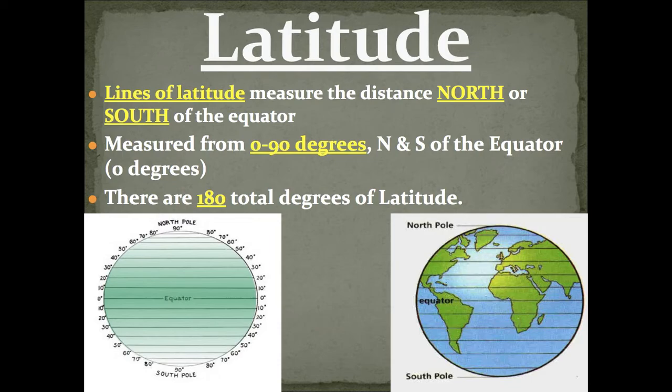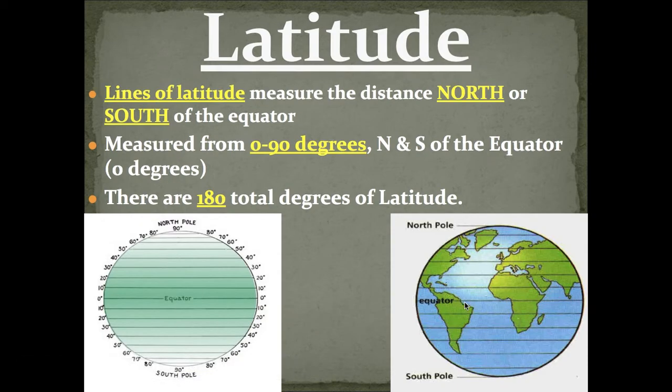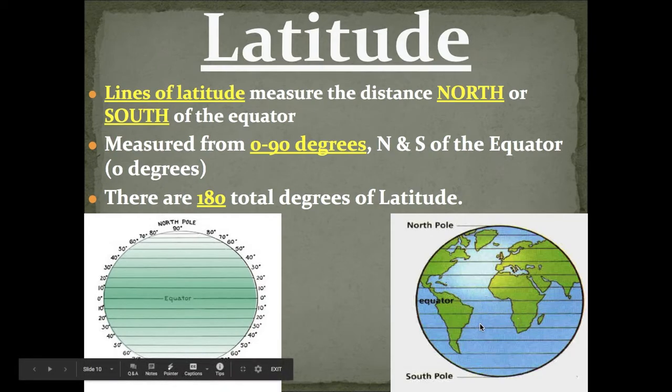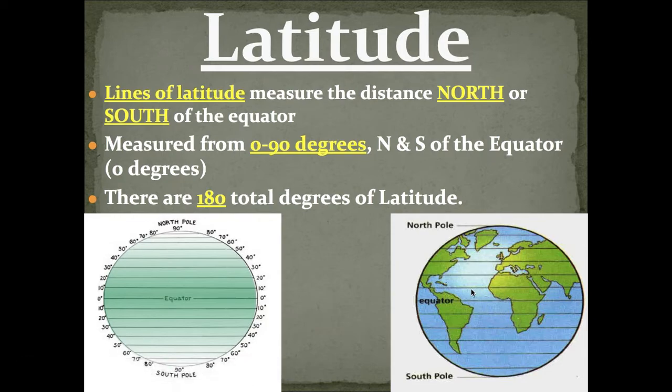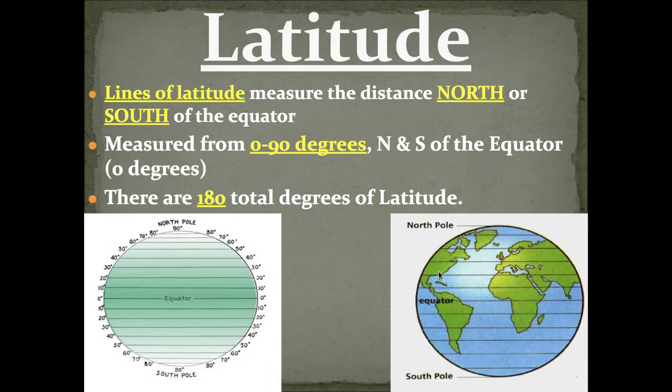This is where people get confused. Lines of latitude run side to side. They run east to west. But when we measure, you are either north or south of a line of latitude. You are either above the line or below it. Okay? So, for example, let me give you an example.